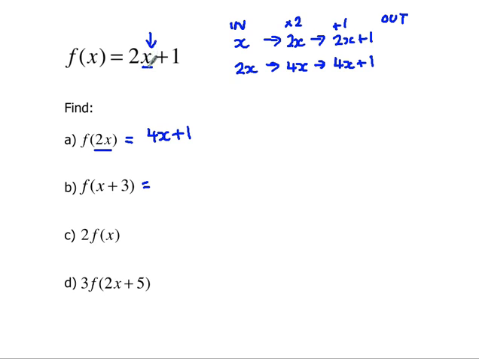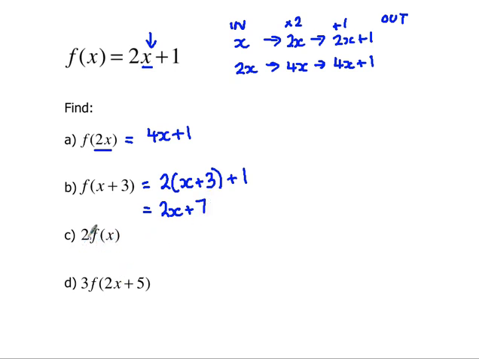Instead of using x as the input, we're going to use x plus 3. So we'd have two lots of x plus 3. Then we've got that extra 1, and that'll be my expression. So let's just go down and tidy that up a little bit. We'll have two lots of x is 2x, two lots of 3 is 6, plus that extra 1 on the end, so we get 2x plus 7.